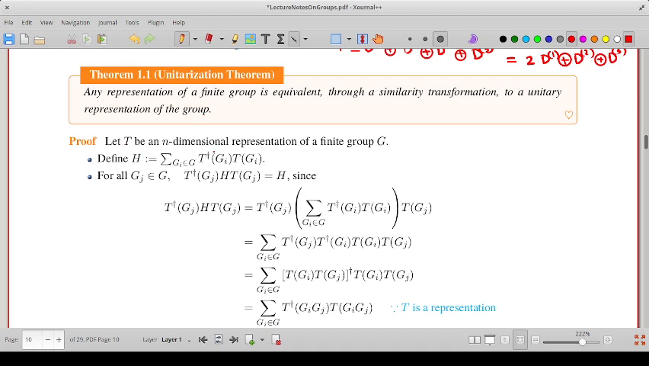So let T be an n-dimensional representation of a finite group G. So that means for every element gi, there will be a corresponding representation matrix T(gi). Then we can define a matrix H, which is the summation over all gi, the elements of G, of T dagger(gi) times T(gi). So that is this matrix. And this matrix has a special property that if I multiply it with T dagger(gj) from the left and T(gj) from the right, we will get H.